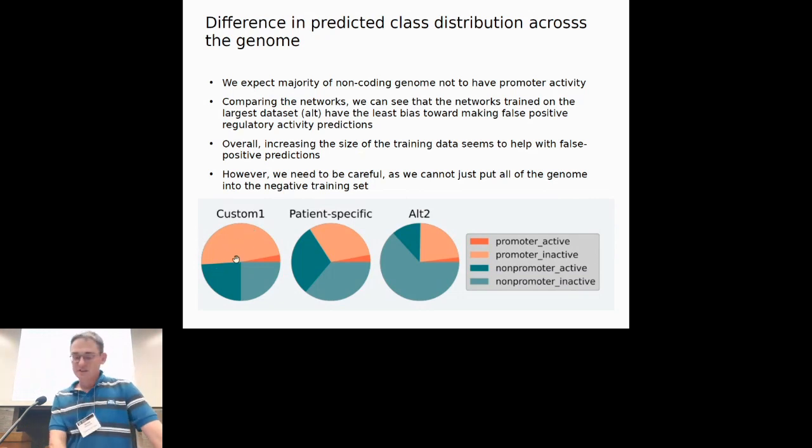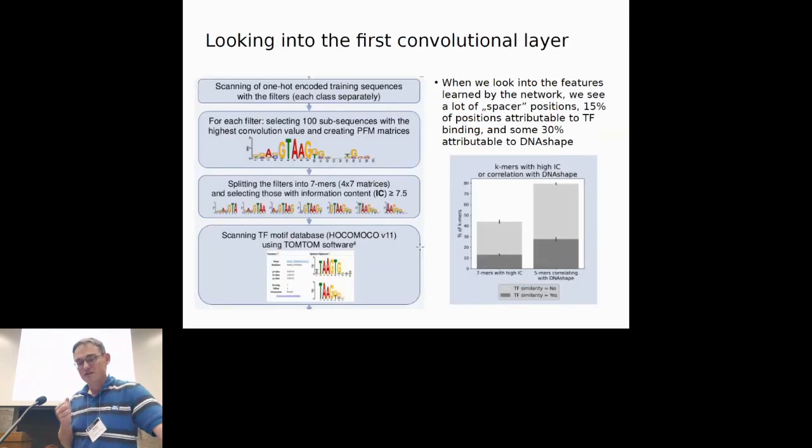So half of the genome for this network looked like an inactive promoter, and you can see this is still prevalent in the networks learned on larger data sets, but it's much better. We've been looking at some examples where we can actually look into the biological consequences of specific enhancers being turned on and off by different variants. But I guess maybe this is not so interesting for this crowd.